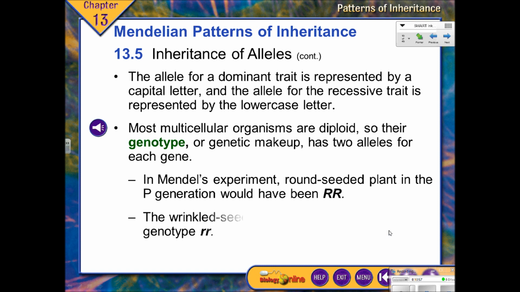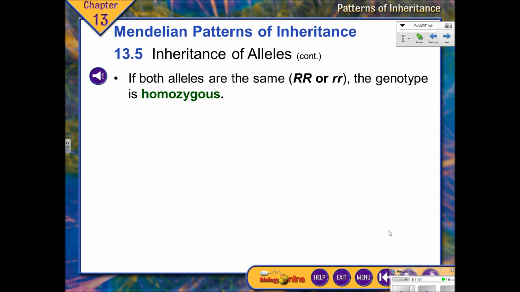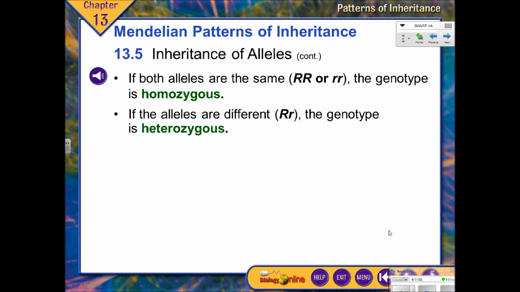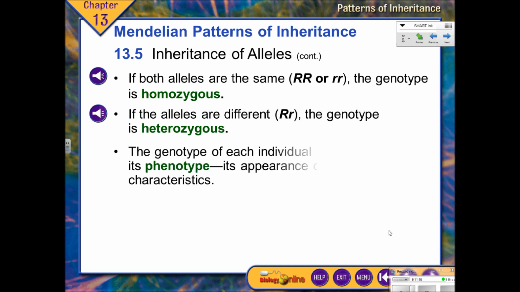Now, here's examples. Big R, little r, and those are homozygous because they're the same. Then we get to our heterozygous genotype where they are different. Okay? So those are genotypes.